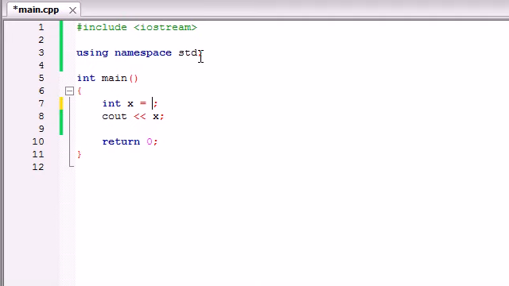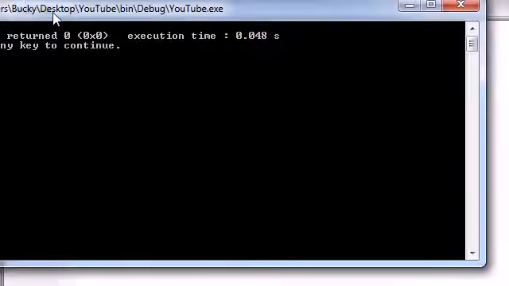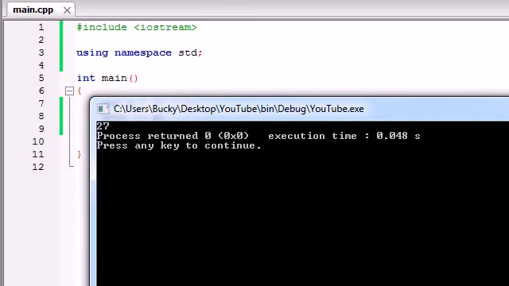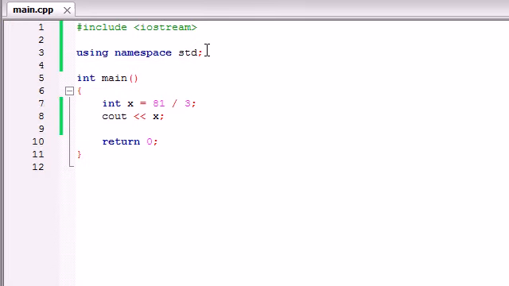Before I go over this further, let's go over division. In order to use division in computer programming, let's take 81 divided by 3. The symbol for division is the forward slash. So 81 divided by 3 gives us 27, just like that. Simple enough. But check this out. What if we have something like 81 divided by 2? Well, it should be 40, but it has a remainder of 1.